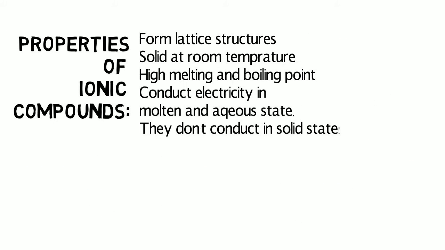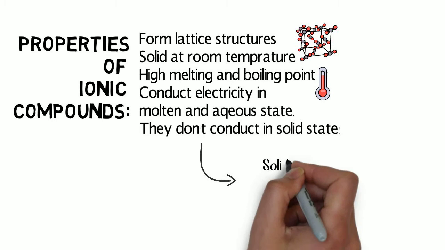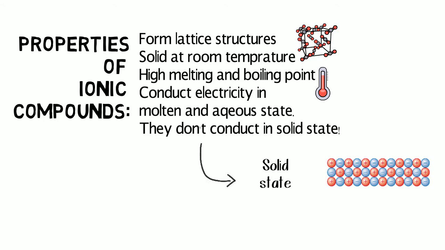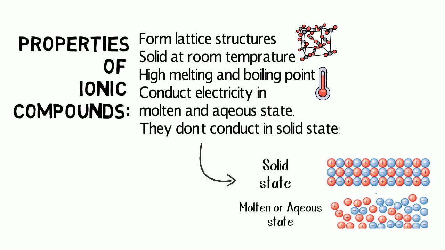Properties of ionic compounds include that they form lattice structures and are solid at room temperature. They usually have high melting and boiling points, and they conduct electricity only in the molten and aqueous state, not in the solid state. That's because in the solid state, all the ions are fixed in place in their lattice structure and they cannot move and carry an electric current. Whereas in the molten or aqueous state, their ions are free to move around and conduct an electric current.